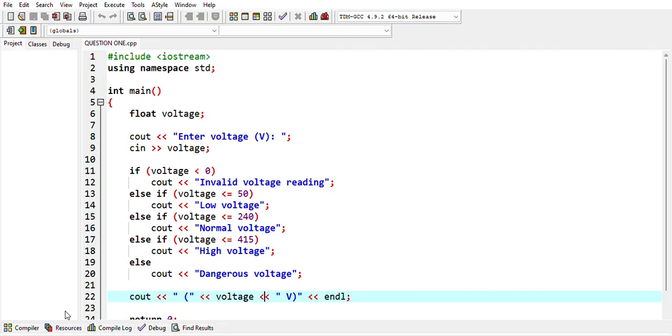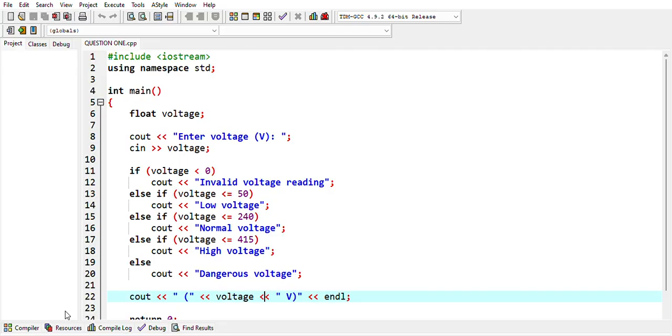We move on to else if (voltage < 240), cout << "Normal voltage";. It displays the voltage as a normal voltage, that's 240. So if the voltage is between 51 volts and 240, it displays it as normal voltage.